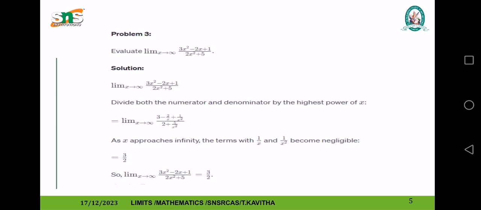We get limit x tends to infinity, 3x square by x square, we get 3, minus 2x by x square, we get minus 2 by x, plus 1 by x square, divided by 2x square by x square, we get 2 plus 5 by x square. Now x approaches infinity. The terms 1 by x and 1 by x square become negligible, that is, their value is 0. Then we substitute the values: 3 minus 2 into 0. Therefore, the value of the limit in this problem is 3 by 2.